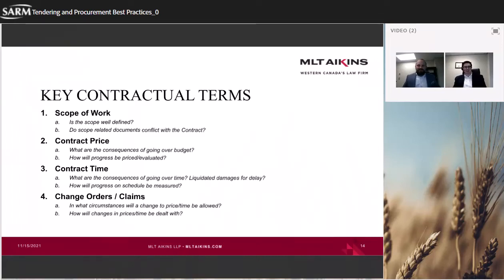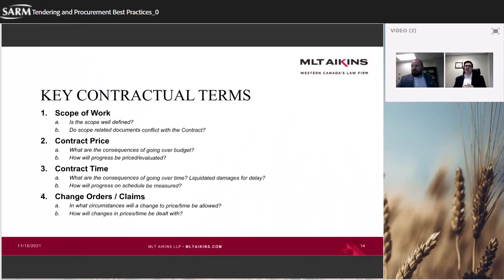But without dwelling on it, we thought about what the key things are that you need to think about in your contract. And this is really reflective of what we've been talking about all morning, so we don't need to go right back through it. But is your scope of work well defined? What kind of pricing model have you decided on? And thinking about that, what are the consequences of going over budget, and how are you going to evaluate what 50% done looks like if you're invoicing for 50%?